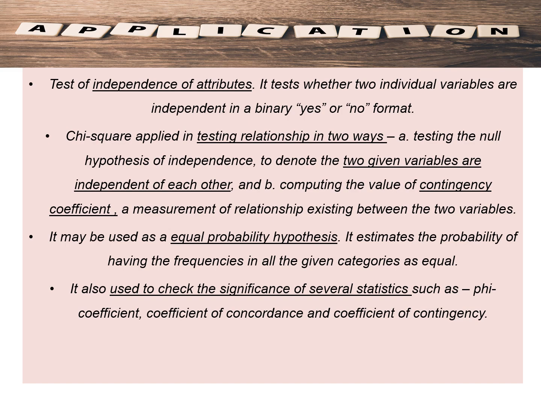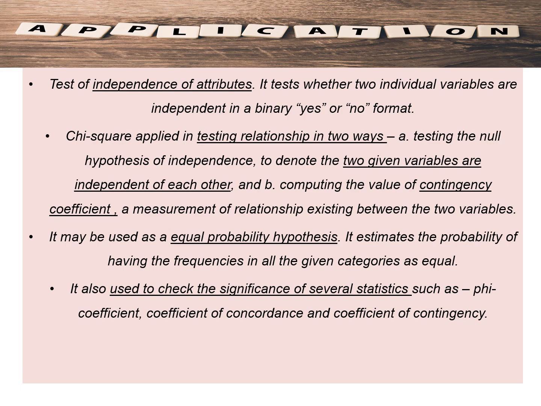Under application, it's a test of independence of attributes. It tests whether two individual variables are independent in a binary manner, yes or no format. It is also applied in testing relationship in two ways. Firstly, testing the null hypothesis of independence to denote the two given variables are independent of each other. Secondly, computing the value of contingency coefficient, a measurement of relationship existing between the two variables.